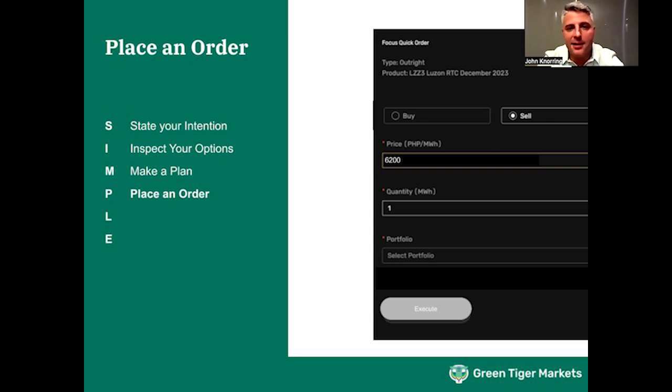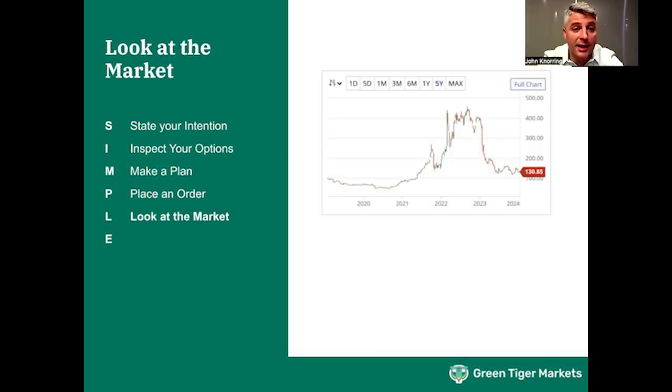If I had stated an intention and inspected my options and made a plan, it was important to place that order and get aggressive when it called for it, and pull back from the market when the market conditions called for it, which is maybe a good lead-in to look at the market. Look at the market.